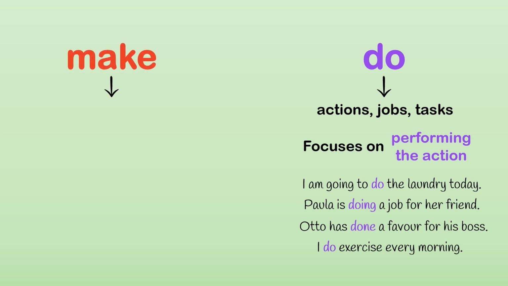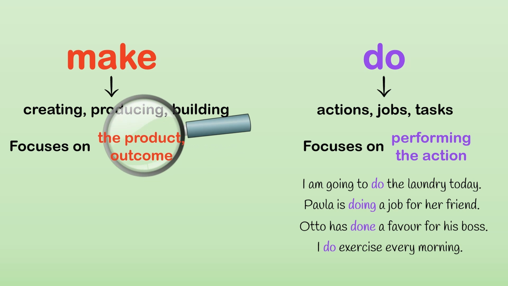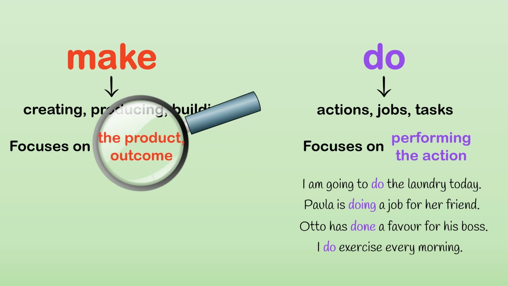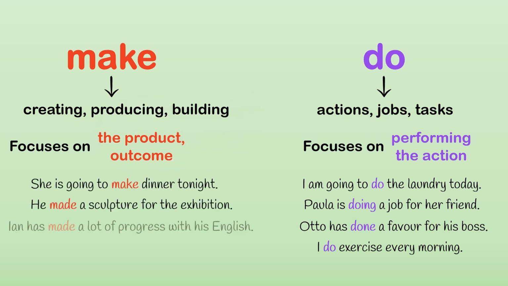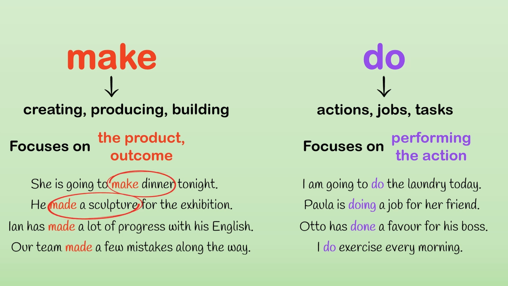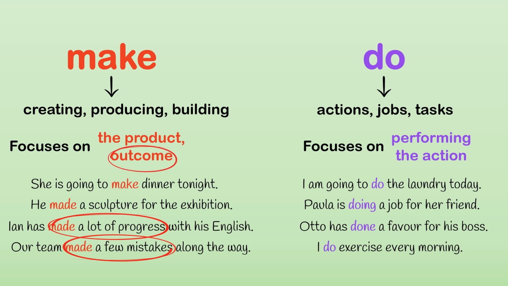Use make when talking about creating, producing, or building something. Make focuses on the product or the outcome of an action. Here are 4 sentences that show this. In the first 2 examples, something has been created. In the last 2 examples, although nothing physical has been created, the focus is still on the outcome.